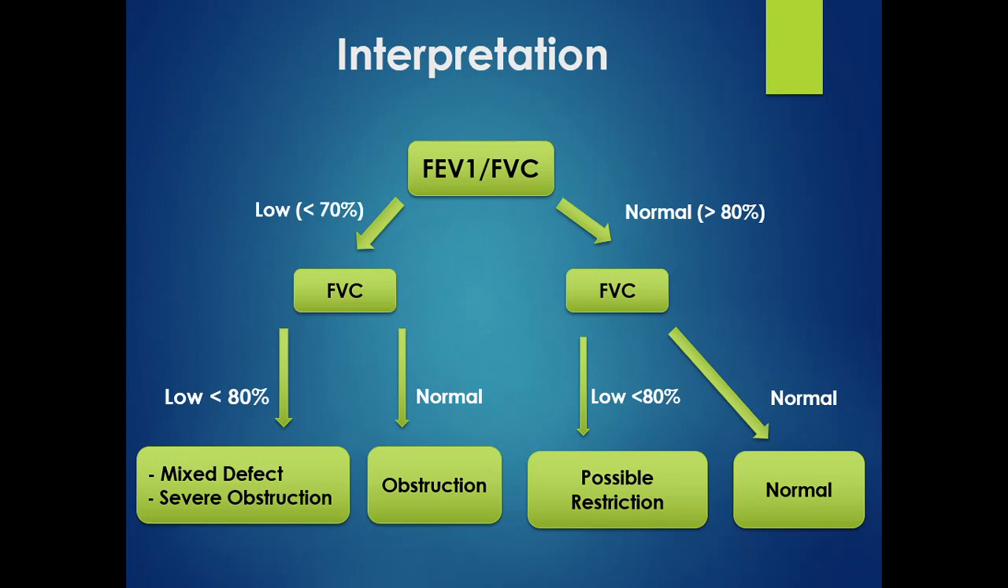On the other side, if the ratio is less than 70%, or less than 80% by other definitions, this is most likely an obstructive lung disease. But we first look at the FVC. If the FVC is normal, this is a pure obstructive lung disease. So obstructive lung disease is an FEV1 FVC ratio less than 80 or 70 by other criteria, with a normal FVC. What if the ratio is less than 70% and the FVC is low? Then this could be a mixed defect, obstructive plus restrictive lung disease, or it could be just a severe obstructive lung disease with air trapping.